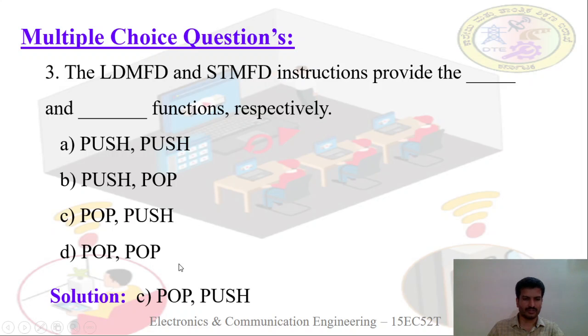So the answer is option C, pop and push. LDM means load, memory to register, so it retrieves the data from memory, so pop. STM means store the data onto the memory, that means the push operation. So LDM performs the pop operation and STM performs the push operation.